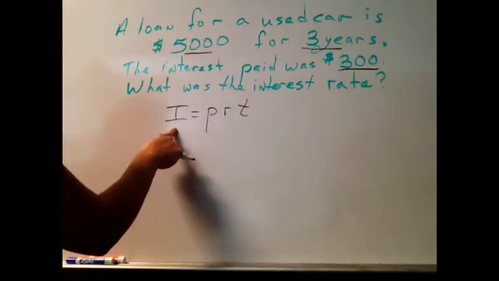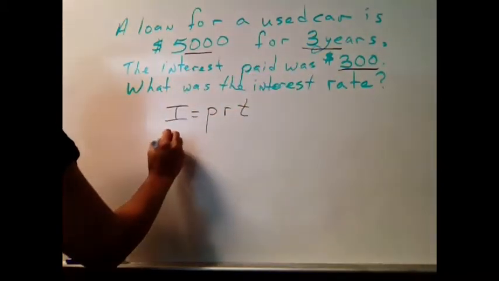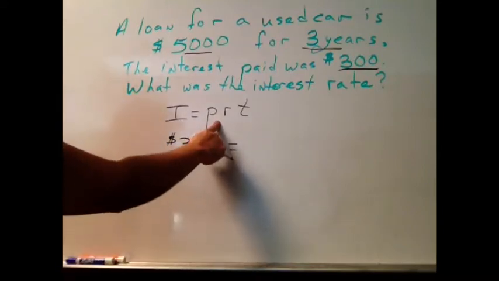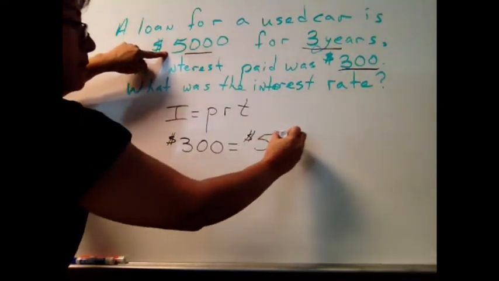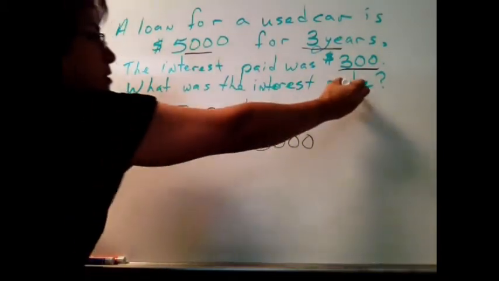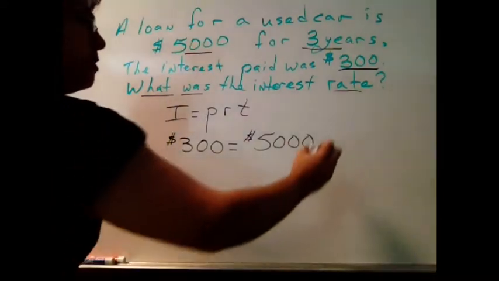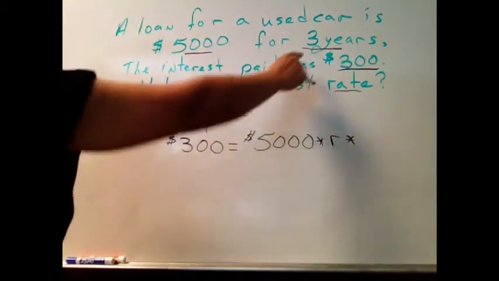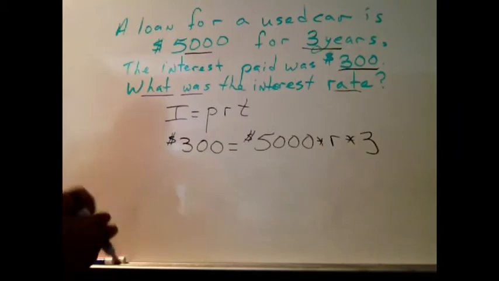Well, we know what the interest was because it's right here. Interest paid was $300. What was the principal? Well, we started with $5,000 here. And do we know the rate? No. This is the question. What was the rate? So we don't know what that is. I'm just going to put times R times how long? For 3 years. All right, so let's do some math.